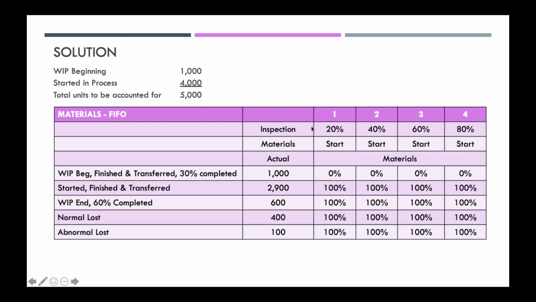Now, if the materials is added at the end, magkakaroon tayo ng difference. Kasi even if they inspect at 20%, wala pang materials yon, so 0% pa yon. Okay? Because materials is added at the end. So pag inspect nila ng 20%, meron ng loss unit, wala pang dagdag na materials.